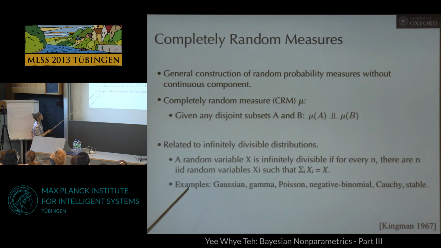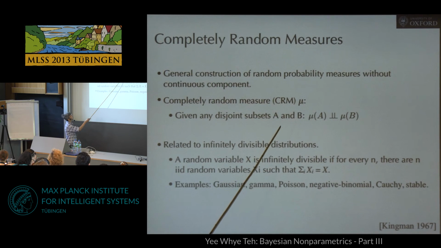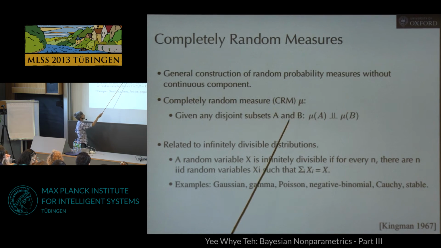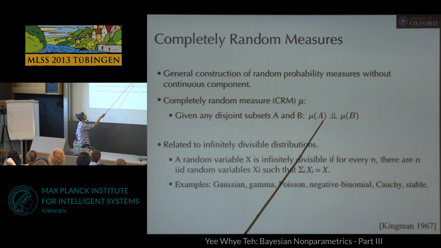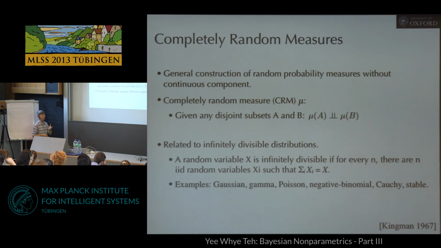I'll give you the definition of a completely random measure first. Basically, a completely random measure is a random measure mu that has the following property: given any two disjoint subsets A and B, the mass that mu assigns to A is independent from the mass that mu assigns to B. So in this sense, it's completely random. There's no dependence structure at all in this random measure. Well, not really, there's almost none.